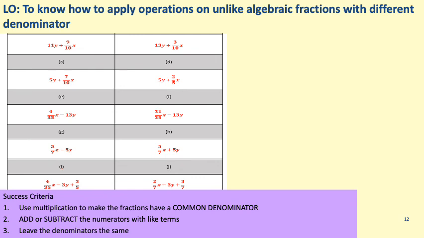And now's a good time to reflect. What did you struggle with? Was it remembering to get the same denominator? Was it maybe collecting like terms? Because these are the types of skills that you can practice on Hegarty. Or can you think of your own way as to how you can get better and improve at this?